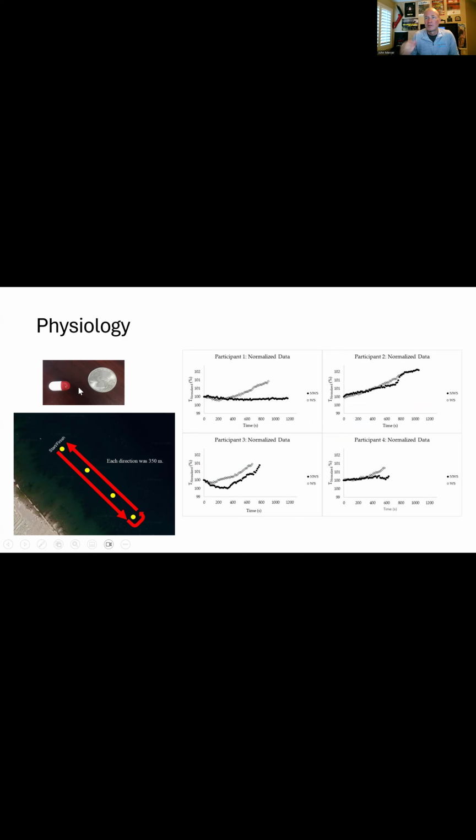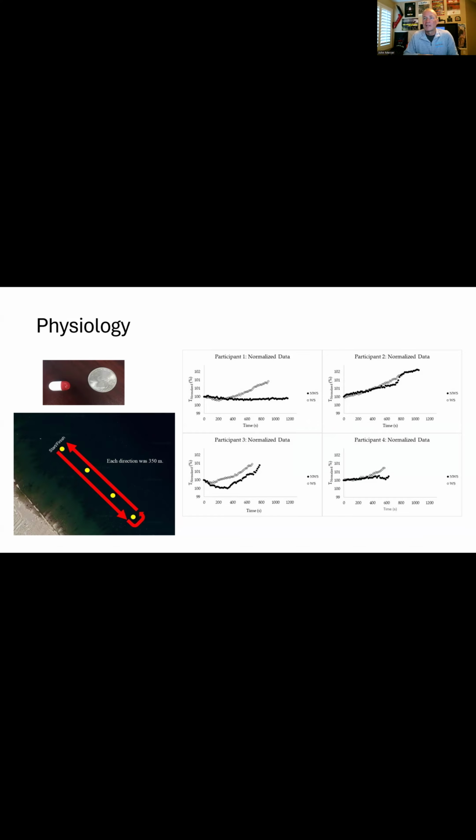To get core temperature, you take a thermometer or you put something in your ear or what have you. In the lab, a rectal thermometer is the gold standard. Well, this thermometer right here, this pill, which is smaller than the size of a quarter, like a big vitamin, is an ingestible core temperature sensor.